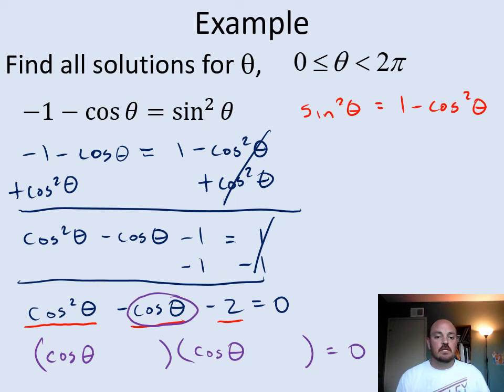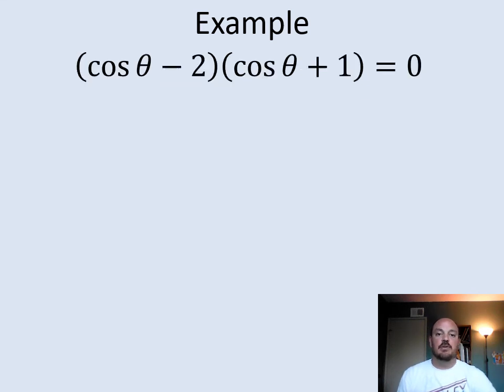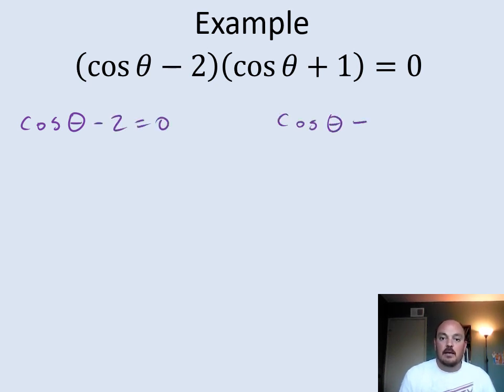You're looking for two numbers that multiply together to negative 2 and add up to negative 1, and that would be negative 2 times positive 1. So that's how you factor a quadratic-like equation with trig functions. And we're going to finish it using the zero product property. So here's what we have from before. We're going to say, okay, I have a times b equals 0, so either a equals 0 or b equals 0.